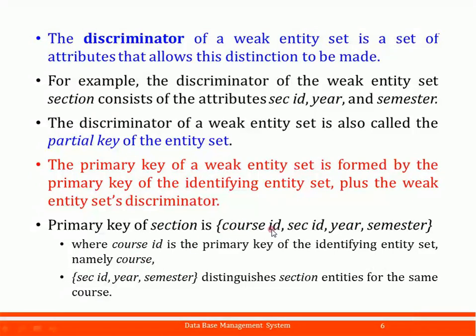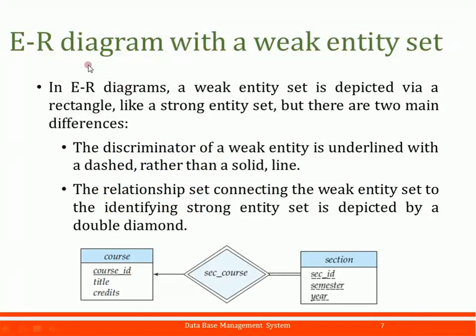So this course ID is from the course, which is a strong entity, and this section ID, year and semester are from the weak entity set, that is section. So this forms the discriminator, which is the set of attributes that allows us to make this distinction. So we'll see how to represent this weak entity set in an ER diagram.